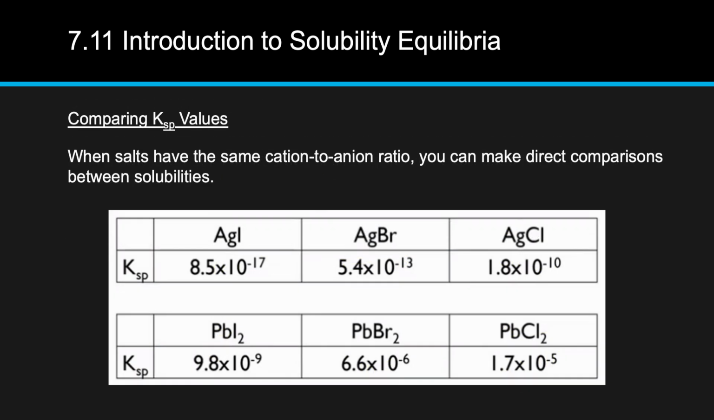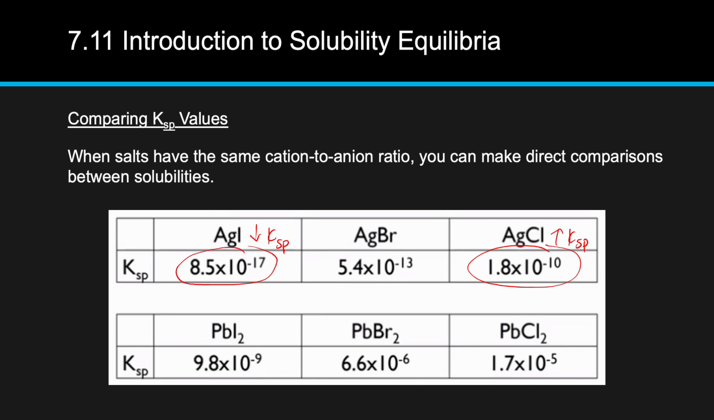When salts have the same cation to anion ratio, you can directly compare their KSP values to determine which is more soluble. So for example, if we're comparing AgI, AgBr, and AgCl, because they have the same ratio of cations and anions, we can compare their KSP values. You can see AgCl has the highest KSP value, which means that AgCl out of these three is the most soluble. AgI has the lowest KSP, so out of these three options, AgI is going to be the least soluble.